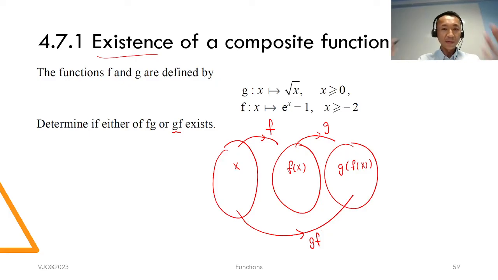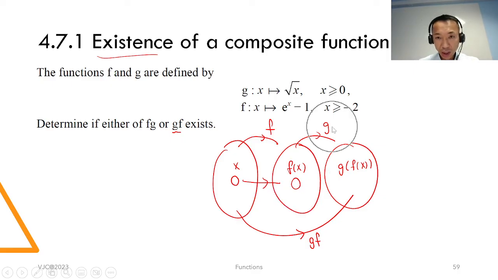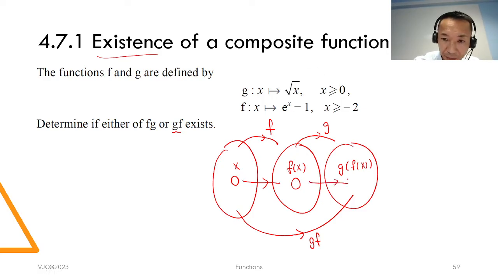If you consider, say, the value 0, because F can take 0. I mean, the domain of F is x greater than or equal to -2, so 0 is in the domain. You substitute 0 in, you get e to the power of 0, which is 1, minus 1, you get 0. No problem. You put 0 into G, no problem. Here, you get square root of 0, you get an image. No problem.